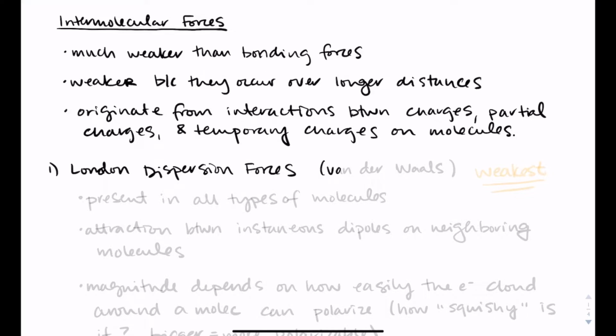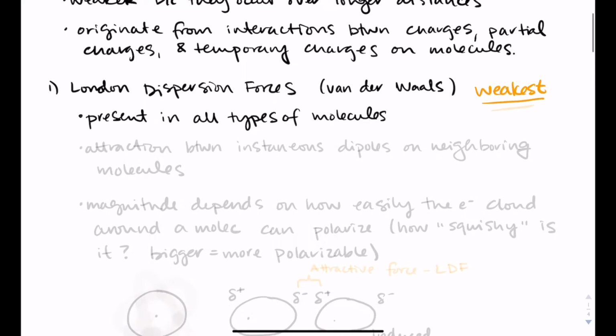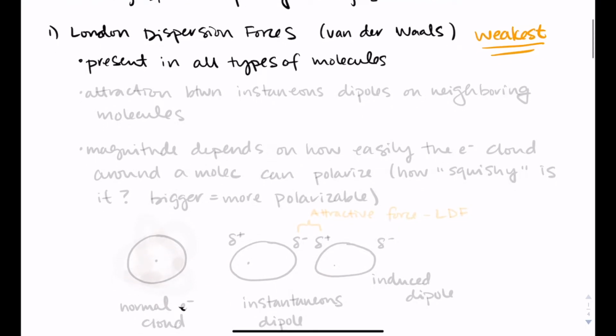The magnitude of these forces depends on how easily the electron cloud around a molecule can polarize. Now, polarizability, you can think of it like squishiness. We have all of these electrons around the nucleus in an atom. The bigger that electron cloud is, the farther from the nucleus some of those outer electrons are, it's a lot easier to squish that electron cloud around, in part because of a little bit of the effective nuclear charge.